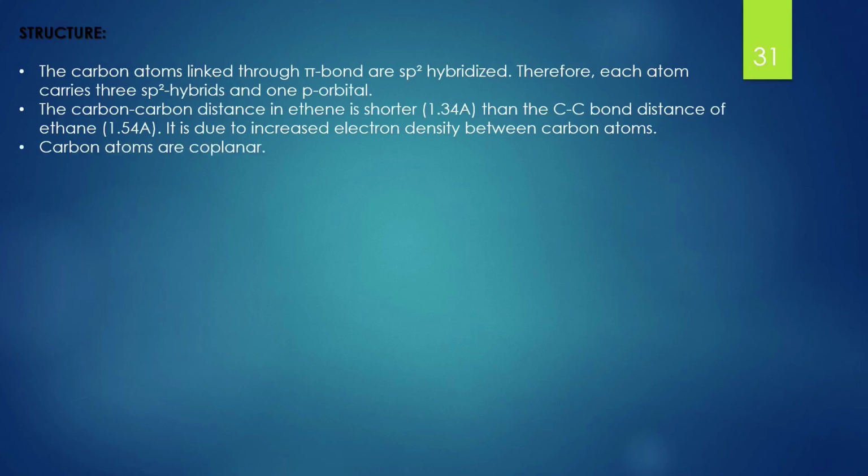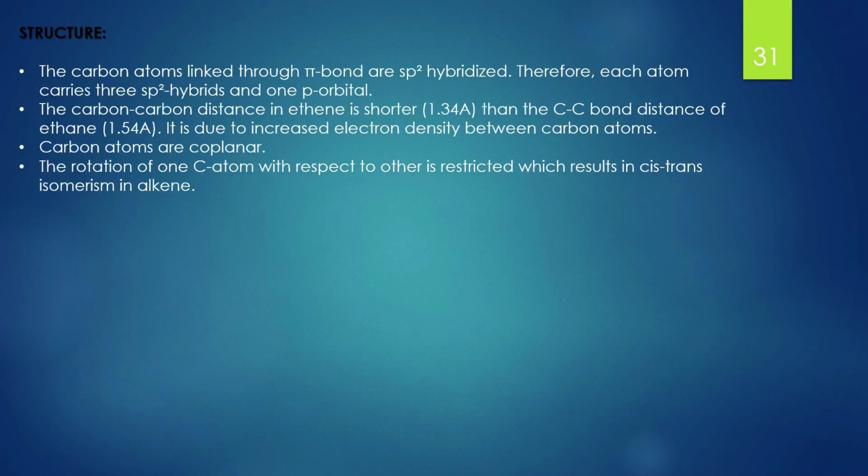Carbon atoms are coplanar in case of alkenes. The rotation of one carbon atom with respect to the other is restricted, which results in cis-trans isomerism in alkenes.